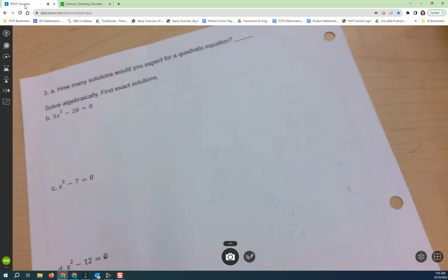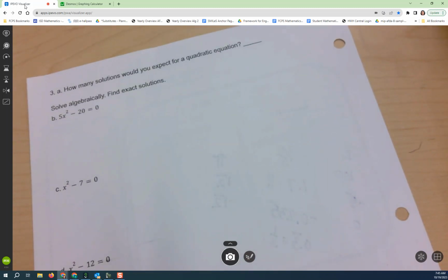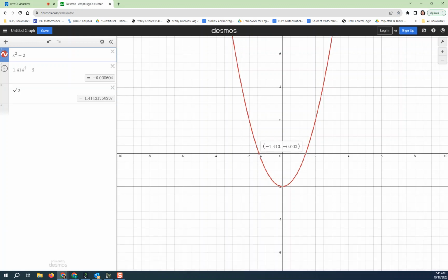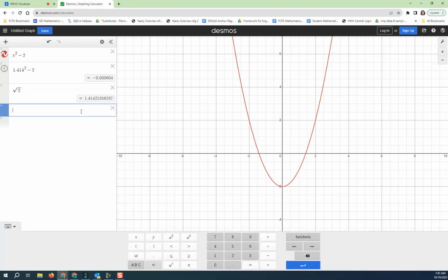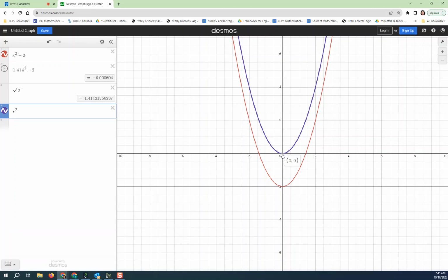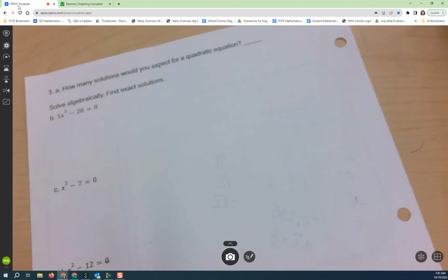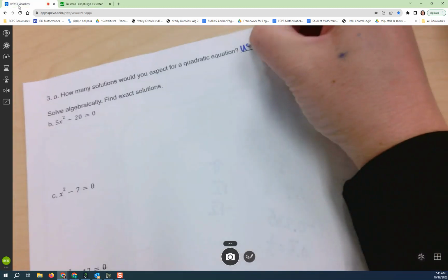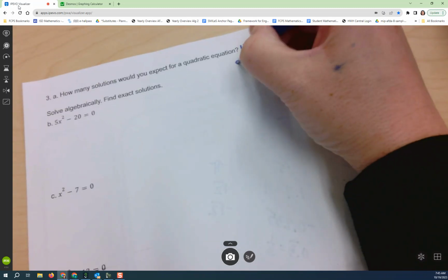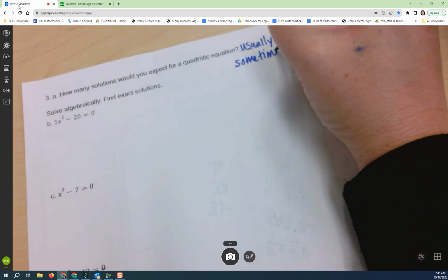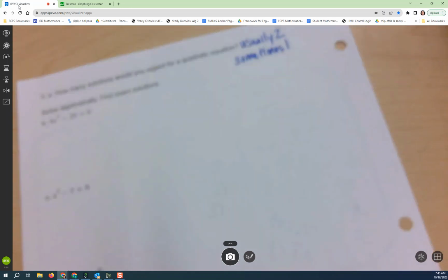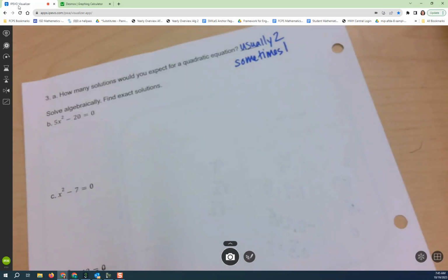All right, turning the page. For a quadratic equation, usually we find that there's 2 solutions because there's usually 2 x-intercepts. There's just one way that you can make one solution, and that would be when your vertex lands right on the x-axis, and then you could have just one solution. But usually you're expecting to see 2 solutions, and sometimes 1.